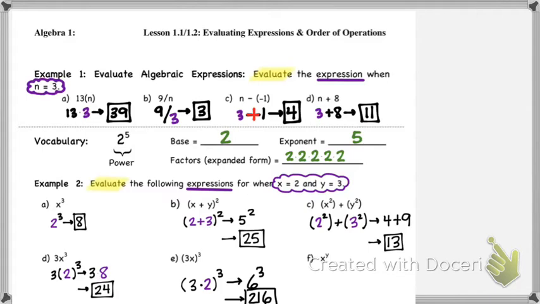However, on E, both the 3 and the x are inside the parentheses, so we actually get 3 times 2 first, and then 6 cubed is 216. So pay attention to our order of operations. Last but not least, we're going to go ahead and plug 2 and 3 in for x and y. 2 cubed is 8.